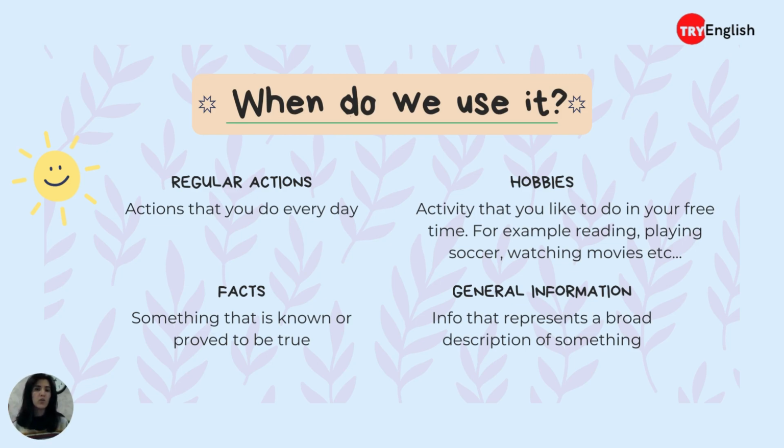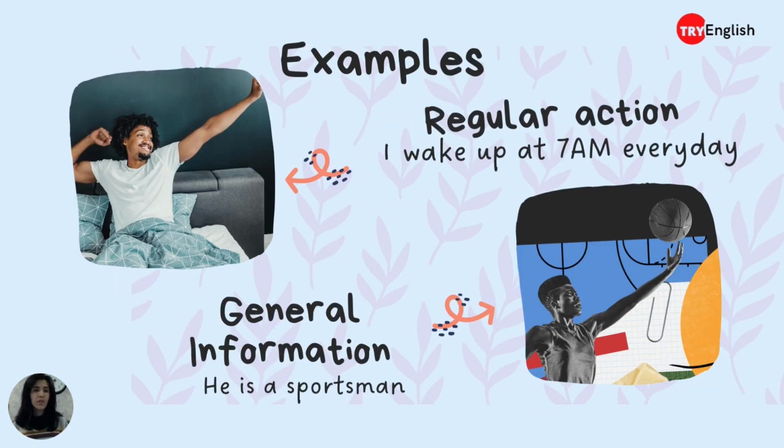In general, we use present simple in the following situations. We use it with regular actions, with hobbies, with facts and general information. Now, if you have a little bit of confusion about these definitions, I wrote them down for you so you can check them out and see what they all mean. But now let's dive into examples.